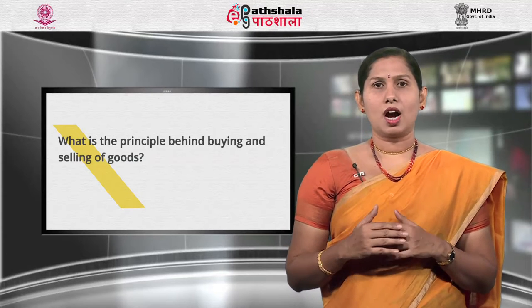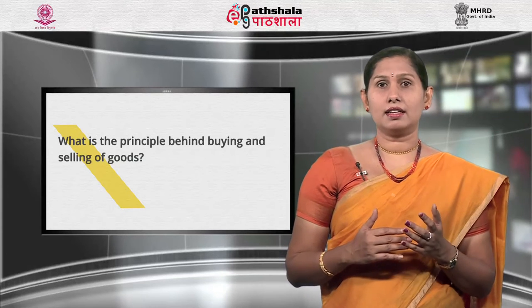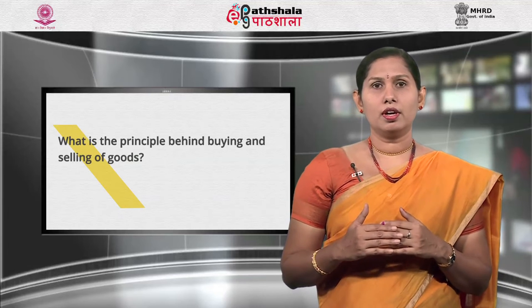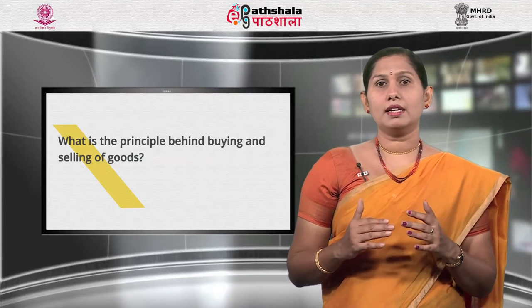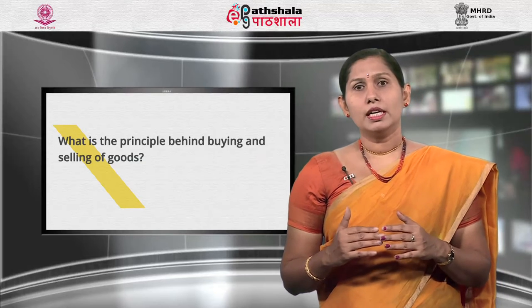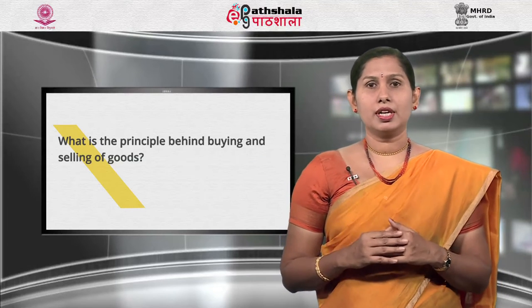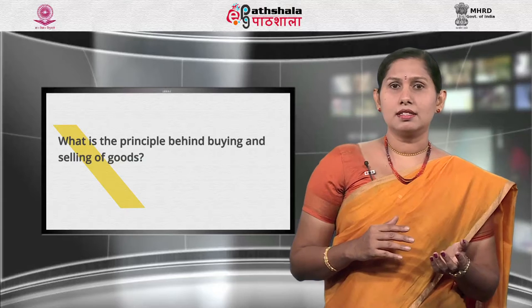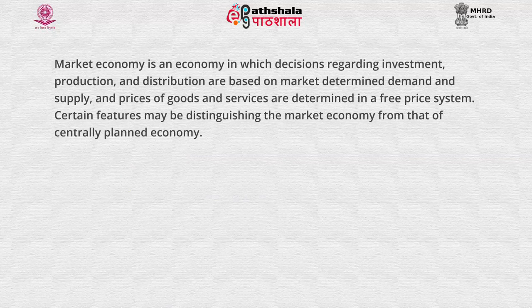If we analyze how the system works, we can understand that things are bought and sold according to the principle of demand and supply. So, demand and supply conditions are essential in a market. Just like this, a market economy works. Market economy is an economy in which decisions regarding investment, production, and distribution are based on market-determined demand and supply, and prices of goods and services are determined in a free price system.